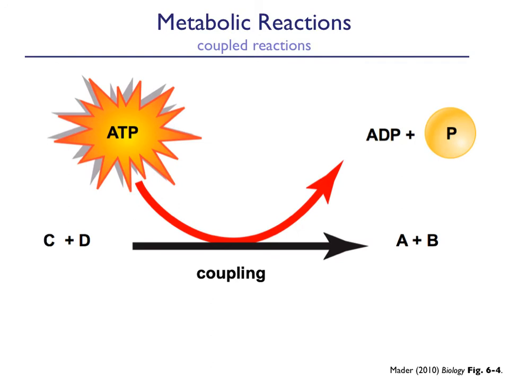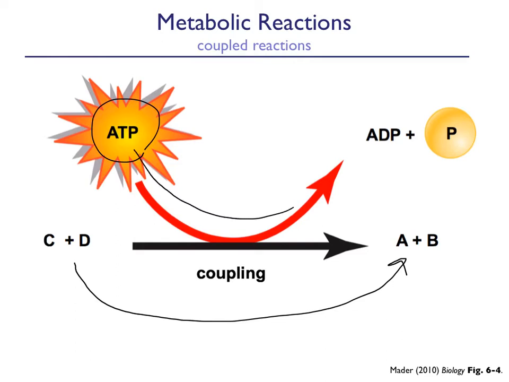Here's another way to express a coupled reaction using ATP. Again, this reaction, CD as reactants to products AB, is going to be an endergonic reaction. It's going to require some energy for that to occur. The energy can come from ATP. So as it is converted from ATP to ADP, a little bit of energy is released, and that energy can be used to drive this reaction.